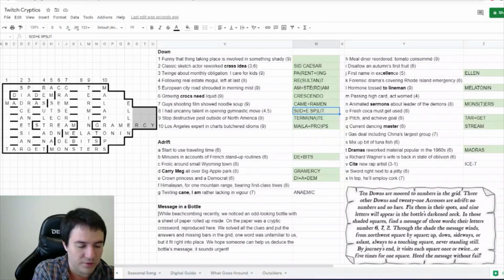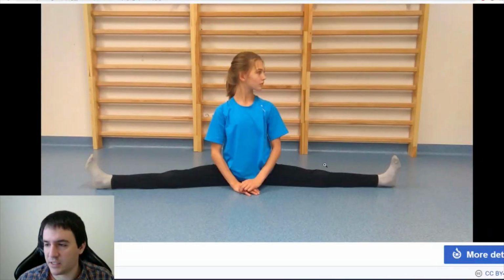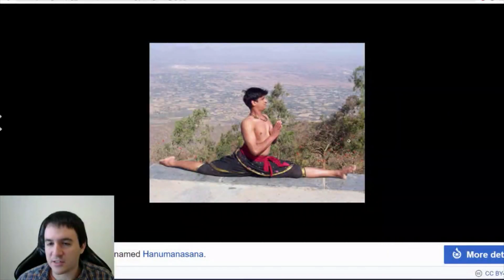I'm not entirely sure what a side split even is. Is that different than a normal split? So this is a side split where the two legs are going out to the sides. And then this is a front split where one leg goes forward and one leg goes back.